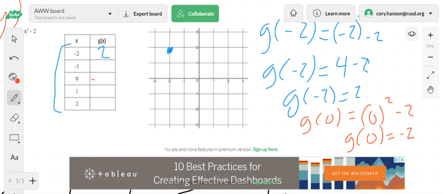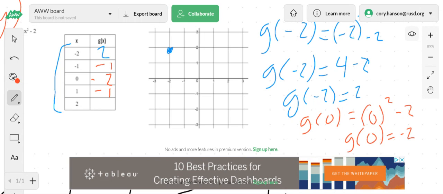Now for the next one, I'm just going to do this in my head. You know that negative 1 squared is positive 1, and positive 1 minus 2 is negative 1. So for the input of negative 1, we get negative 1. And since it's a quadratic function, it'll mirror itself. But let's say you didn't know that yet. When I put a 1 in, 1 squared is 1, minus 2 is negative 1.